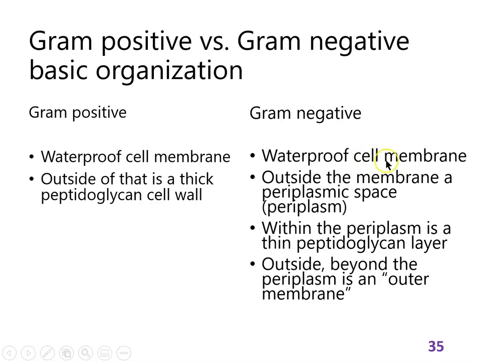Gram-negatives also have a waterproof cell membrane. Outside of that is a space full of water. It's called the periplasmic space. And they have a thin layer of peptidoglycan that is actually inside the periplasmic space. The outer edge of the periplasmic space is defined by the gram-negative outer membrane.